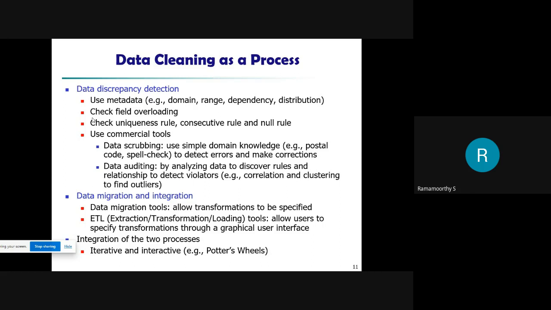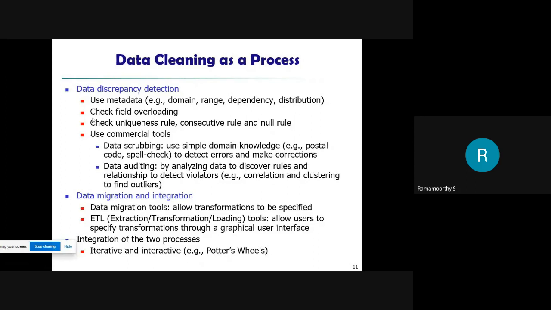So these are some of the current commercial tools used to detect any data discrepancy. The next one is data migration and integration. So why do we need to migrate the data? Because we want to collect the data from multiple sources. That data needs to be stored in one unified structure. Only after you create a unified structure can you retrieve the data in a proper way to apply the data mining techniques. So the data needs to be migrated from the multiple sources to the unified structure.